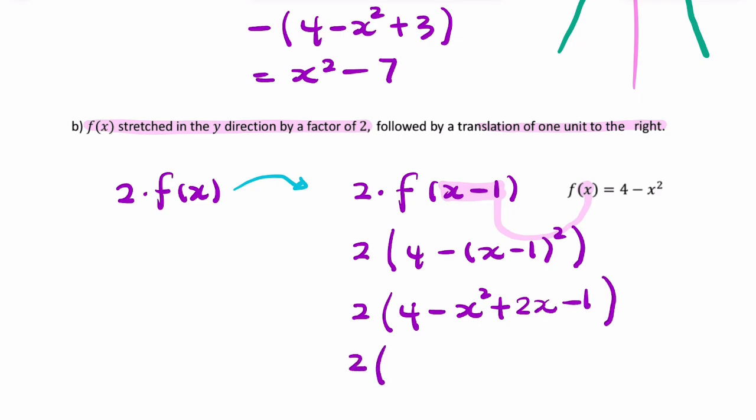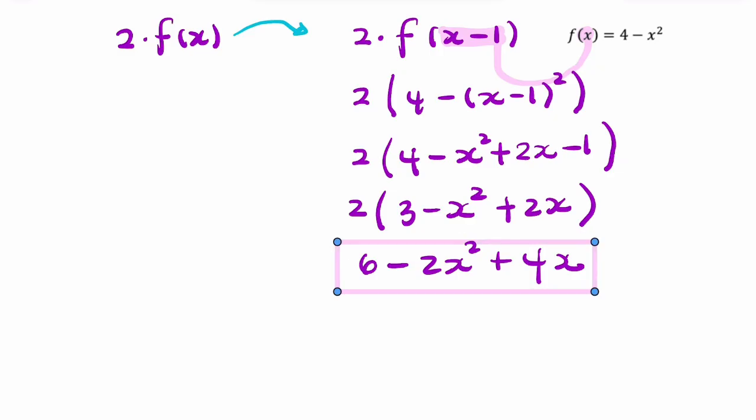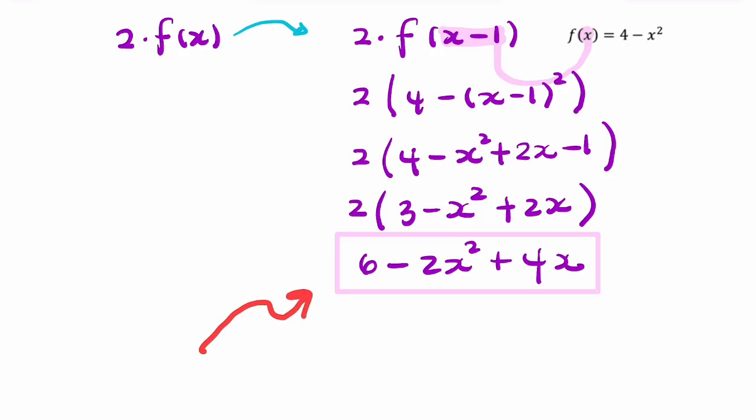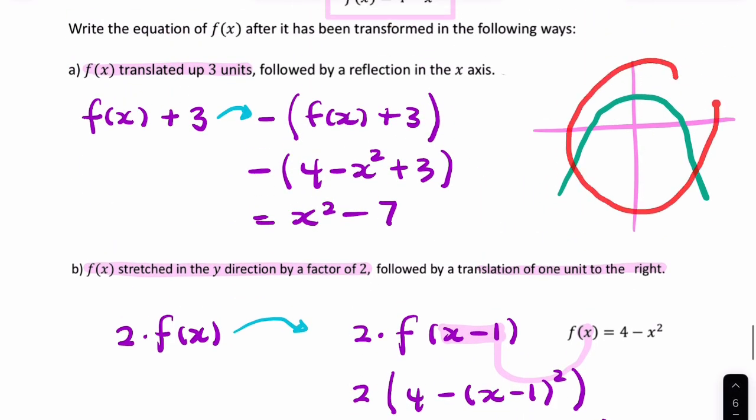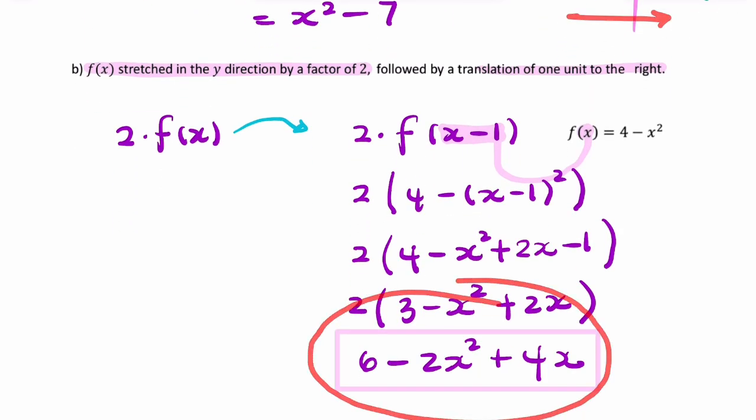So 4 minus 1 is 3 minus x squared plus 2x. So that will give you 6 minus 2x squared plus 4x. So this would be the answer. So this new parabola would represent f of x after stretching in the y direction by a factor of 2 and then moving it to the right by 1. So that's your final answer.